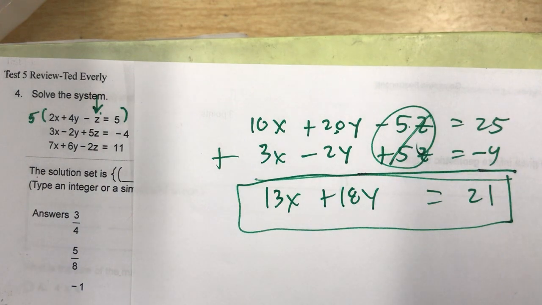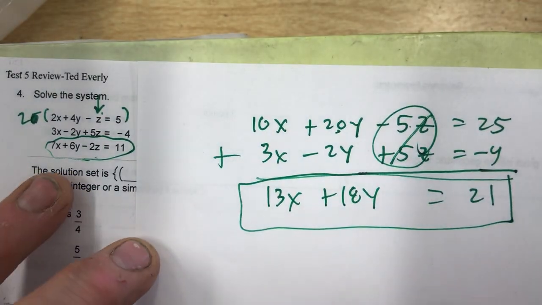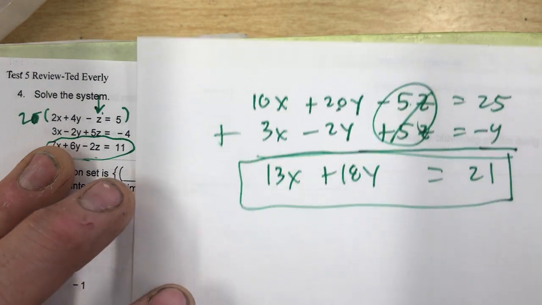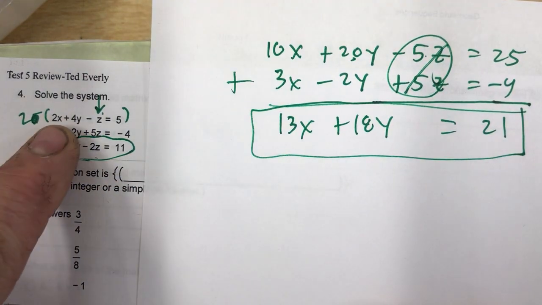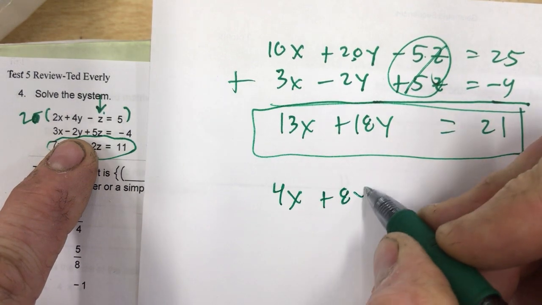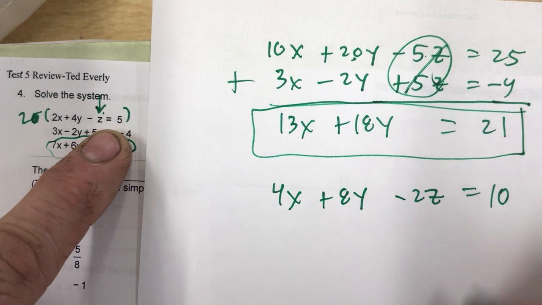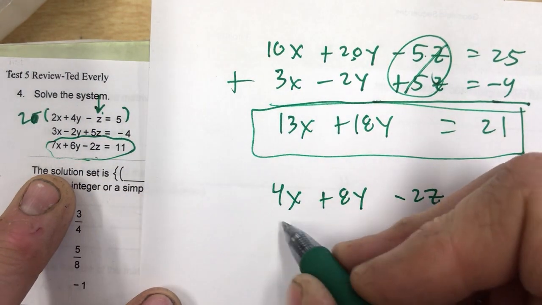Okay? Now I'm going to do the same thing here. I'm going to multiply it by 2 now. So eliminate this one. All right, so 2 times 2x is 4x. 2 times 4y is 8y. 2 times negative z is negative 2z. 2 times 5 is 10. And then I'll write this one down.